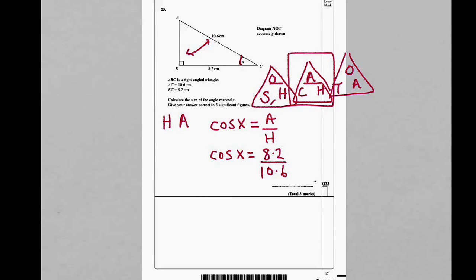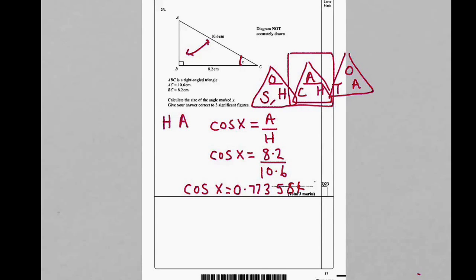So I do this on my calculator. 8.2 divided by 10.6 tells me that the cos of X is equal to 0.77358490. I think I can probably stop there. Now I know that that's not the angle. Common sense tells me that the angle is not 0.77 degrees. I need to remember that that's found the cosine of X, which I now need to undo.